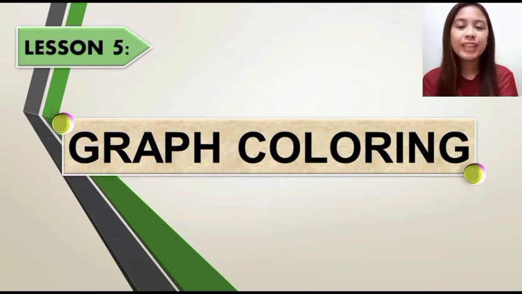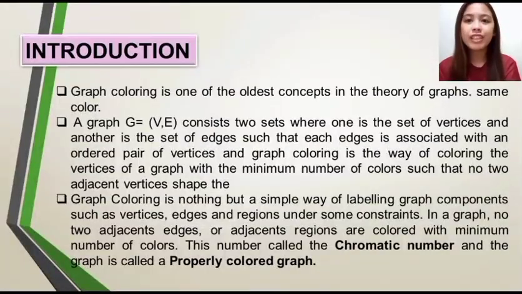Hello everyone, in this video we're going to discuss graph coloring. Graph coloring is nothing but a simple way of labeling graph components, such as vertices, edges, and regions, under some constraints. In a graph, no two adjacent vertices, adjacent edges, or adjacent regions are colored with the same color, using the minimum number of colors. This number is called the chromatic number, and the graph is called a properly colored graph.